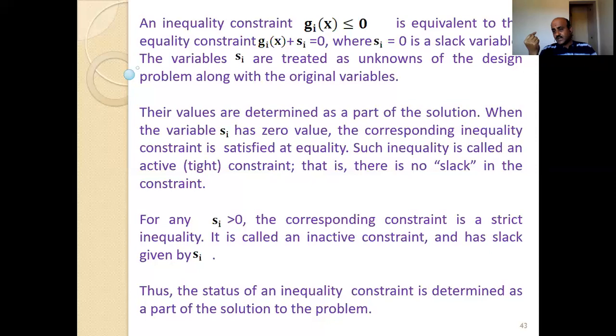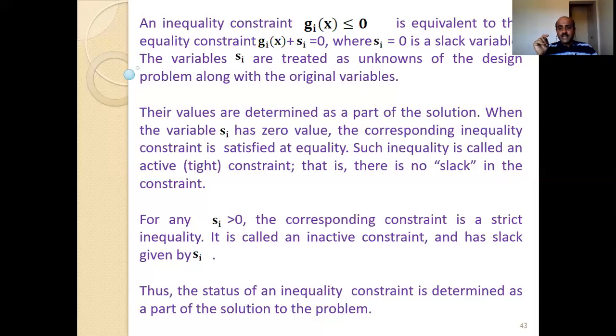This is what we were discussing in the previous classes: when constraints become active, when they are inactive, and when they are violated. When an inequality constraint is satisfied as an equality, we say the constraint is active. When the value of the slack variable is equal to 0, you are satisfying the equality constraint, and hence the inequality is called an active or tight constraint. That is, there is no slack in the constraint. This is very important.